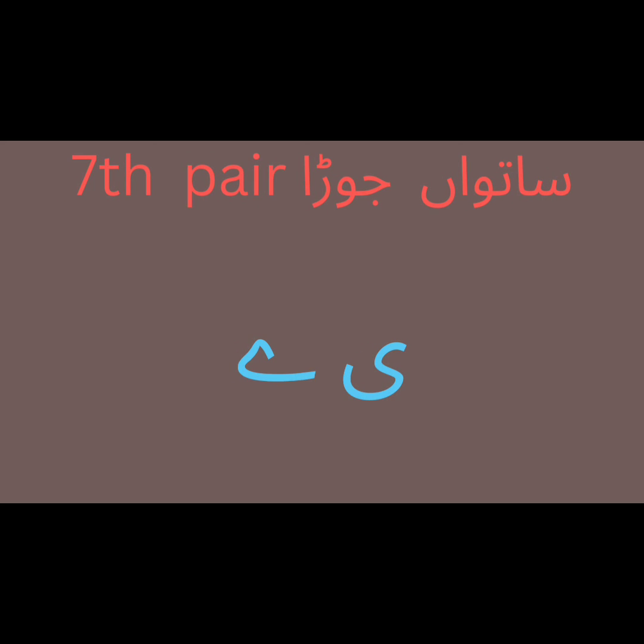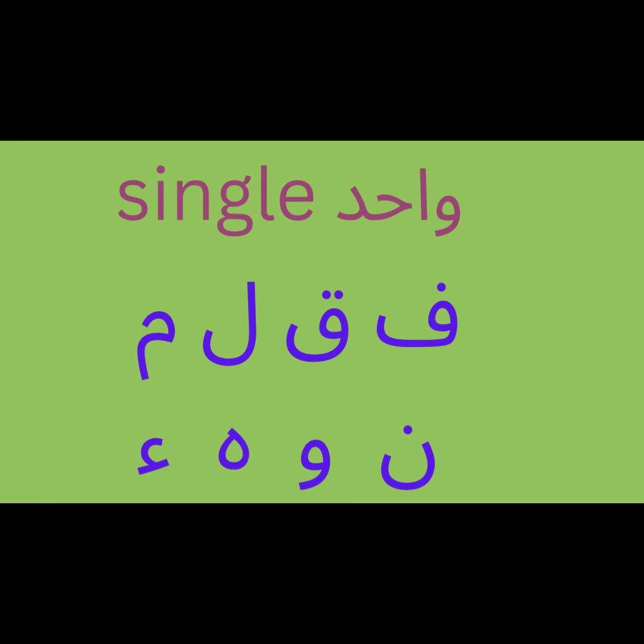And our last, seventh pair is Choti Ye, Badi Ye. You may call Ye, Choti Ye, Badi Ye. And last we discuss our single words. The first word is Fe, Qaf, Lam, Mim, Noon, Wa, He, Hamza. That is all about it.